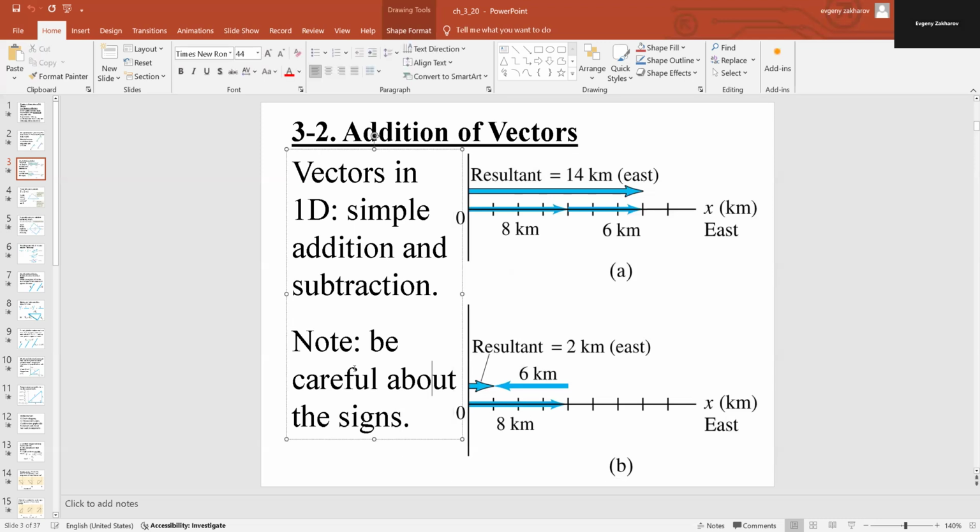Be careful about the signs, because 6 kilometers can be backwards, and with that, you will get a -6. If your positive direction is due east and you're going due west, then it's not +6, it's -6 for your calculations.